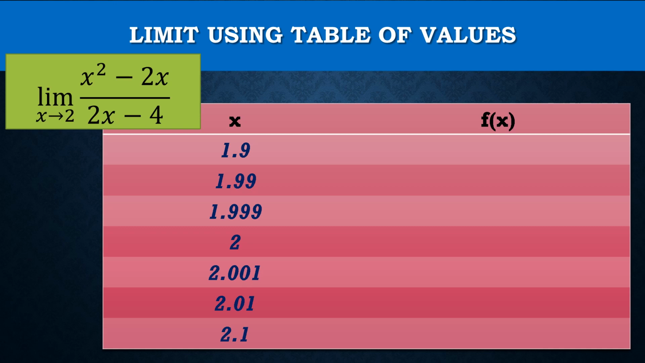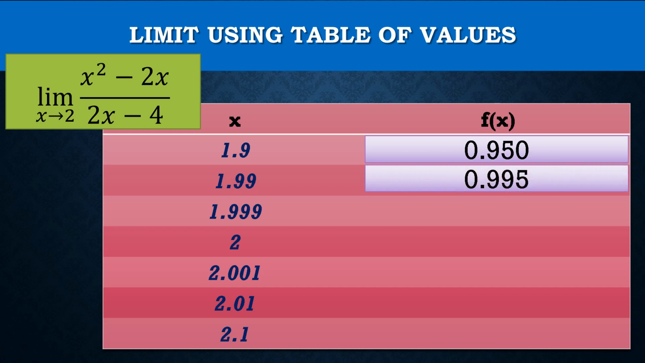Okay, papalayo na tayo. Again, this set of values of x are all approaching to your x equals 2. Okay, kasi ito yung limit na titingnan natin. So by substitution, if x is equal to 1.9, we get 0.950. Gamit yung calculator. So lahat ng x magiging 1.9 in our rational function. If x is 1.99, we get 0.995. If x is 1.999, we get 0.999.